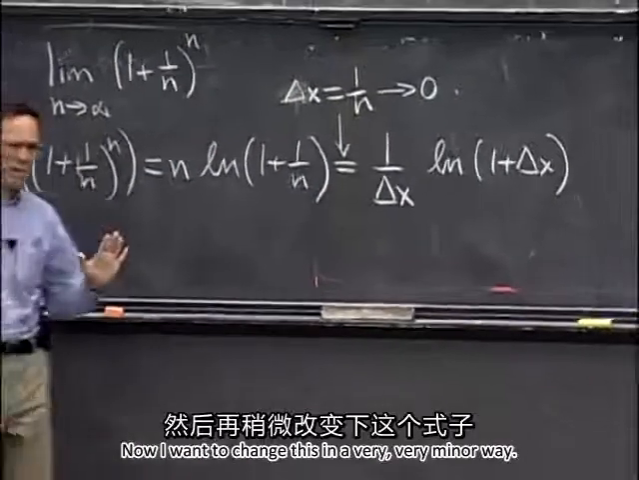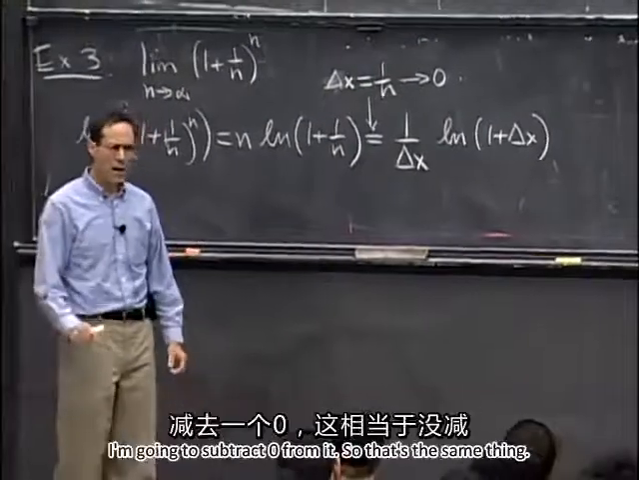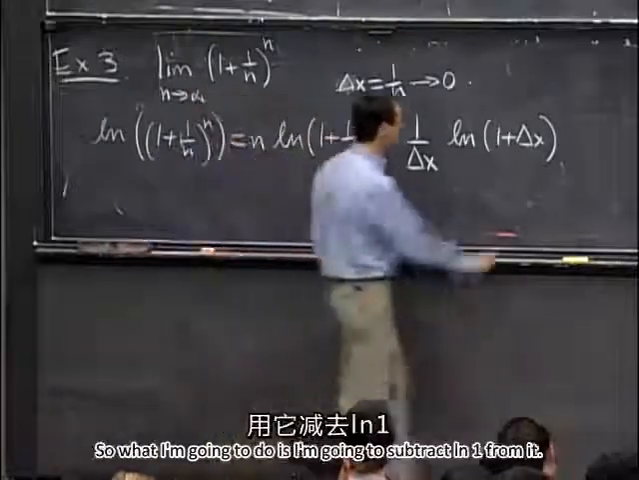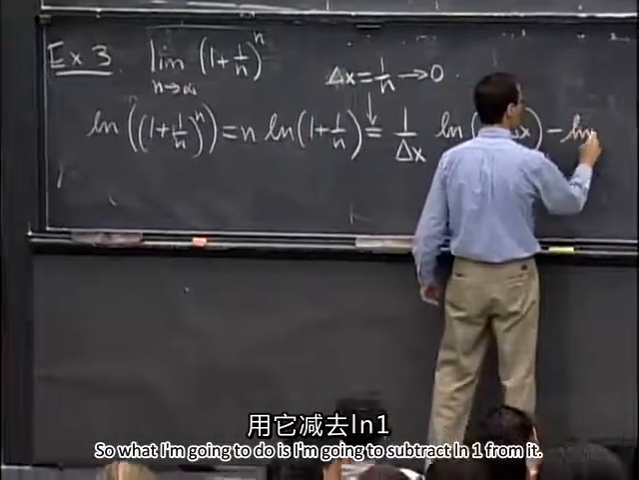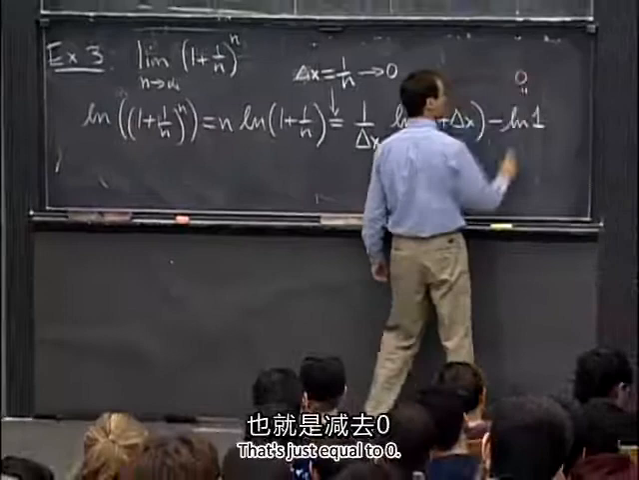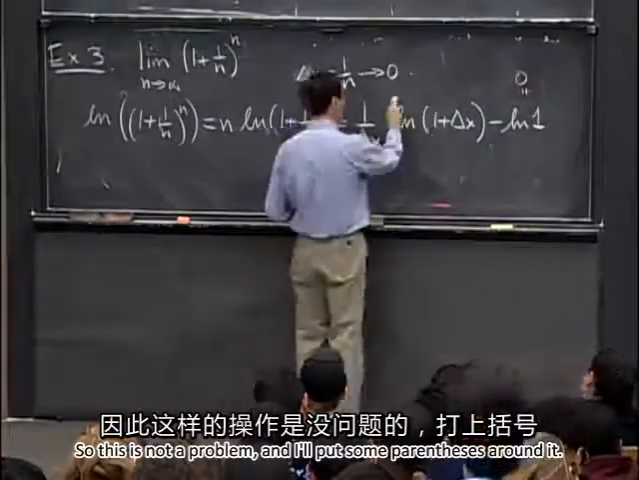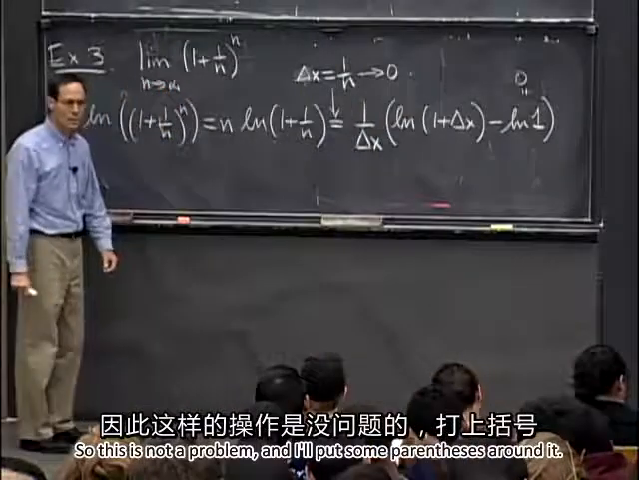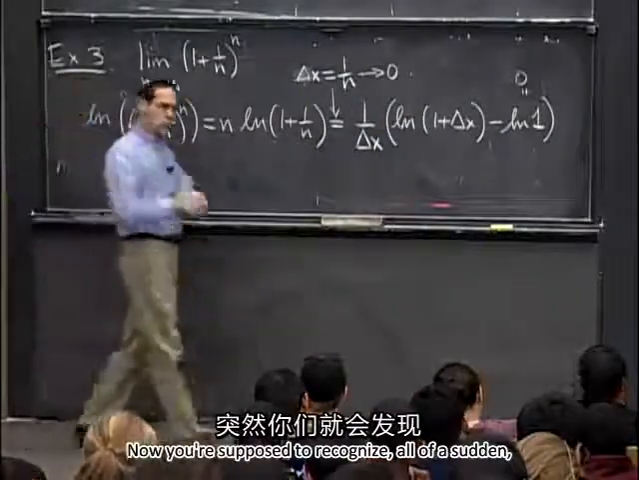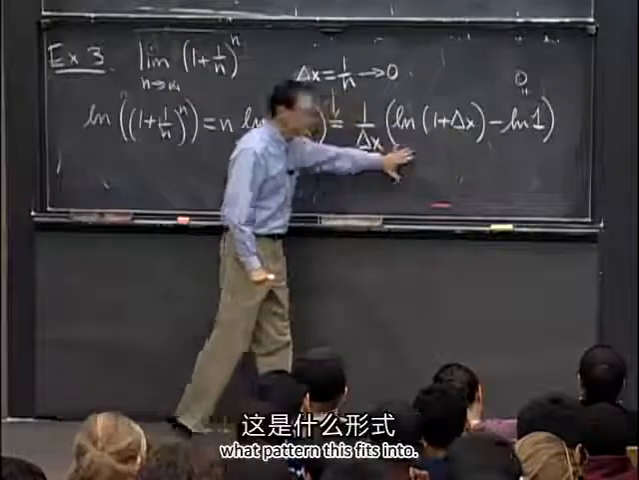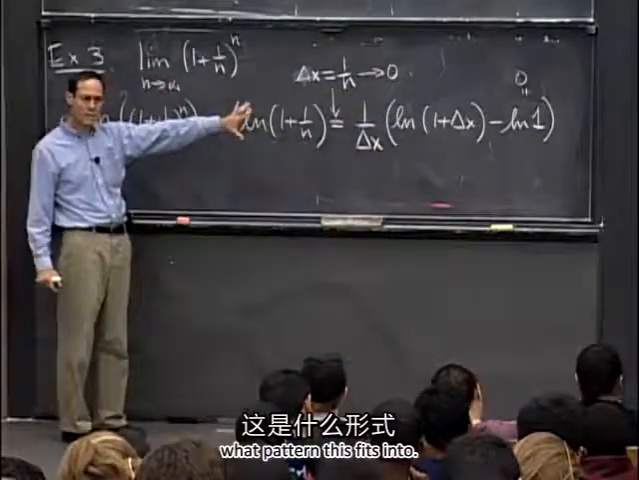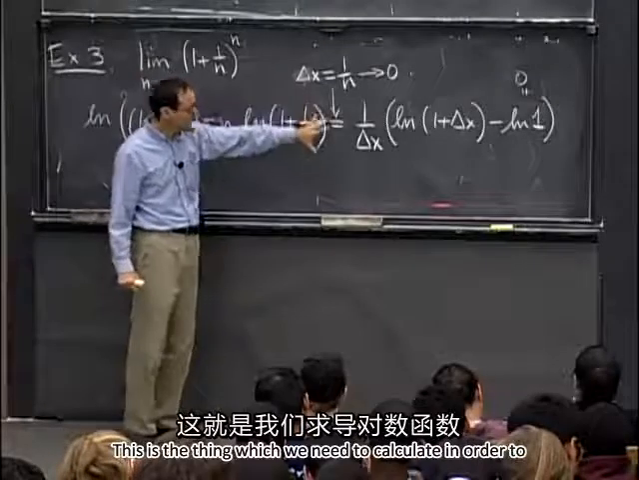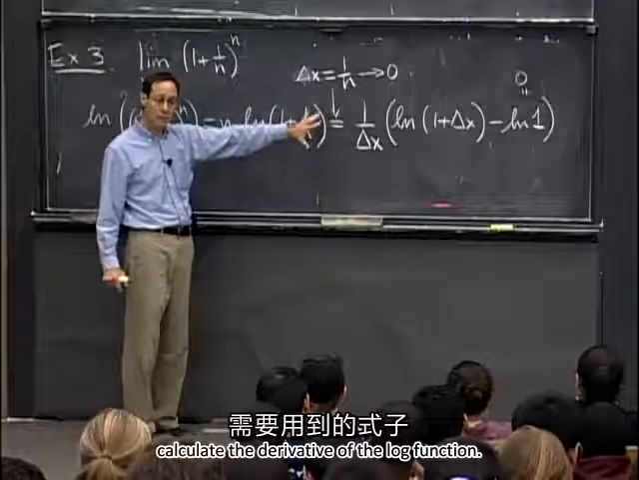Now I want to change this in a very, very minor way. I'm going to subtract 0 from it. So that's the same thing. So what I'm going to do is I'm going to subtract log of 1 from it. That's just equal to 0. Right? So this is not a problem. And I'll put some parentheses around this. All right, now you're supposed to recognize all of a sudden what pattern this fits into. This is the thing which we need to calculate in order to calculate the derivative of the log function.